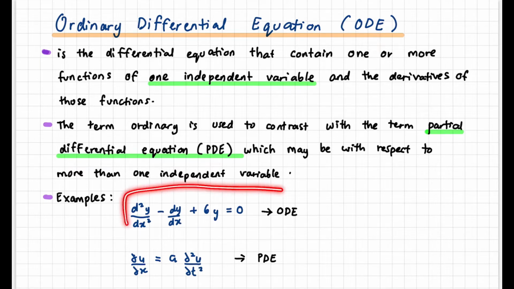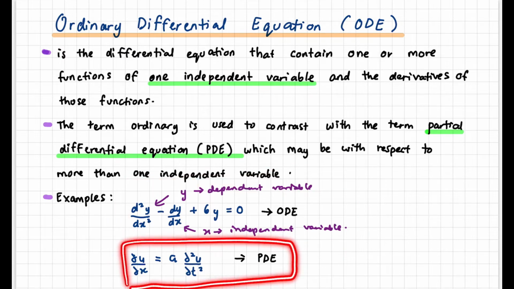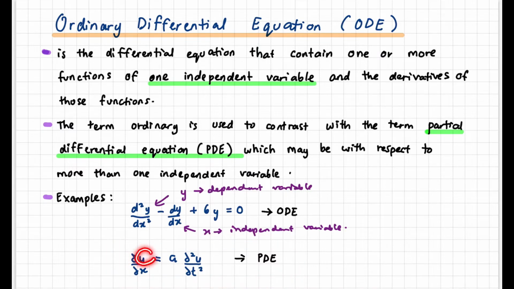So let's look at this example. This is an ODE. You have two variables, y and x. y is the dependent variable and x is the independent variable. And what is the difference between ODE and PDE? A PDE has more than one independent variable. Here, u is the dependent variable, x and t are the independent variables. So it has more than one independent variable.